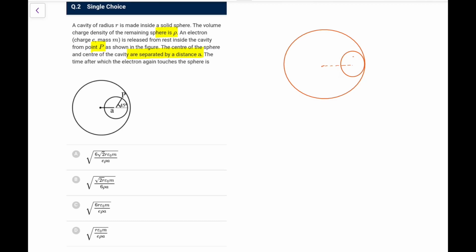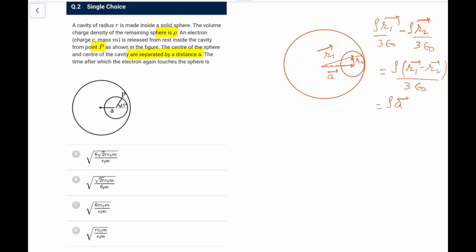If I look at this point, let's say first position vector be r1, so due to complete sphere the field would be rho r1 by 3 epsilon naught, and due to the remaining part which is actually not here, let this position vector be r2, so subtracting that out, that is rho r2 by 3 epsilon naught. Due to the remaining one, it comes out as rho (r1 - r2) upon 3 epsilon naught. Now what is r1 - r2 vector? This is this vector which you call vector A. So the net field inside the cavity at any point, irrespective of r1 and r2, will always be rho A by 3 epsilon naught.